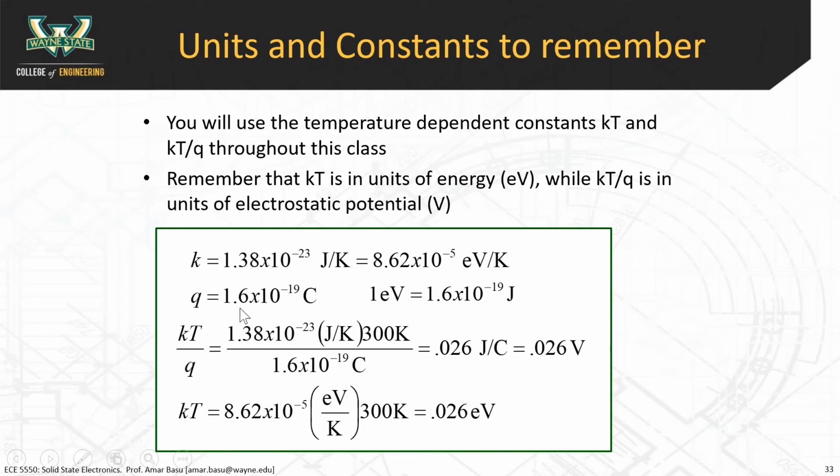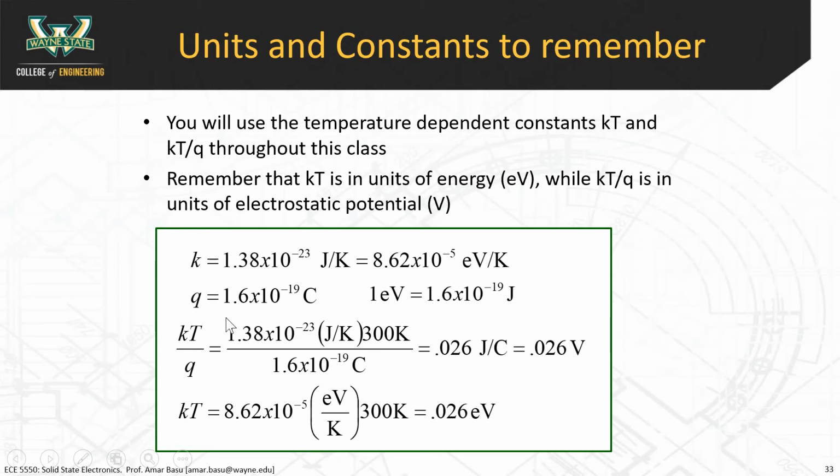Q is equal to 1.6 times 10 to the negative 19 coulombs. That's the charge on a single electron or a single proton. A single proton is positive, a single electron is negative. 1 electron volt is a unit of energy. It's a very small amount of energy, 1.6 times 10 to the negative 19 joules. Notice these two numbers are the same.